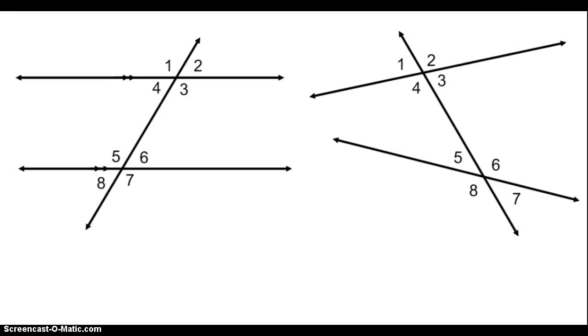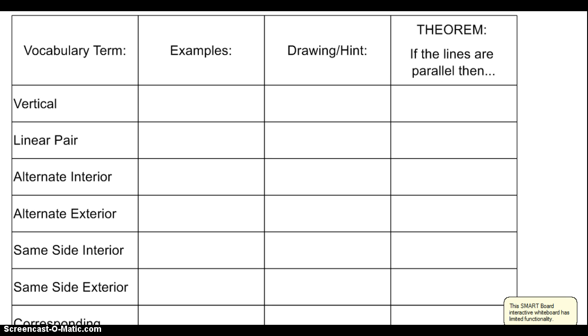Let's look at our diagram, all right? And give an example of some vertical angles. Right here, you've got angle 1 and angle 3 are vertical angles. And vertical angles are across the intersection from each other, just like that. So those are vertical angles. So let me write down an example. Angle 1 and angle 3 are vertical angles.